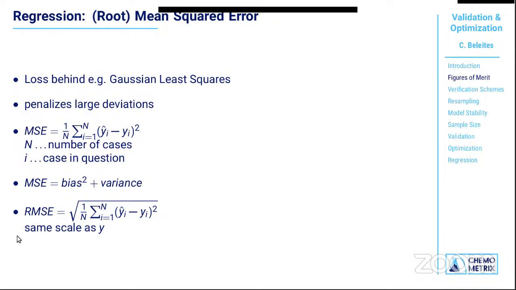The reason for that is that in this fashion, we get a figure of merit that is in the same scale and unit as our y. So for example, if y is an analyte concentration, then our root mean squared error is also a concentration, on the same scale. The mean squared error, on the other hand, has the nice mathematical property that we can decompose it into the square of a systematic deviation, that's the bias, and the variance, which are, in a sense, the square of the random deviations we have.